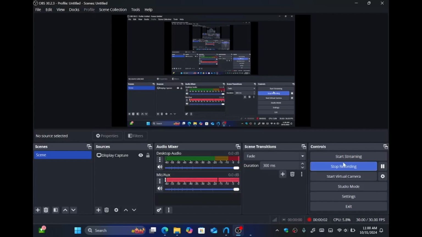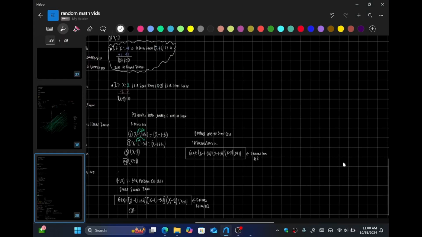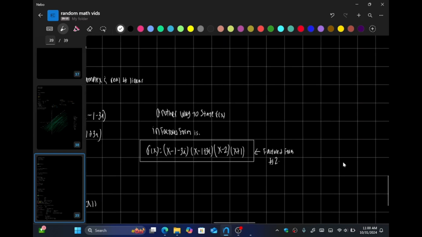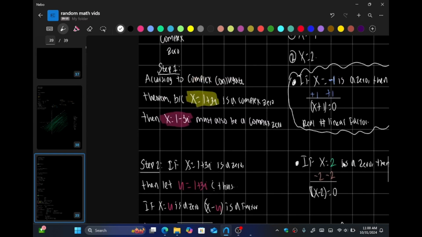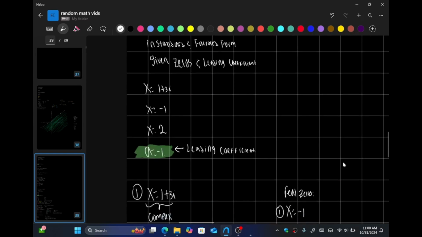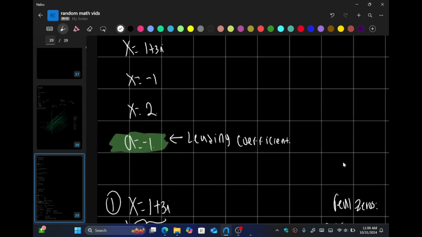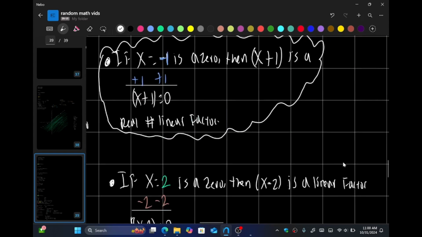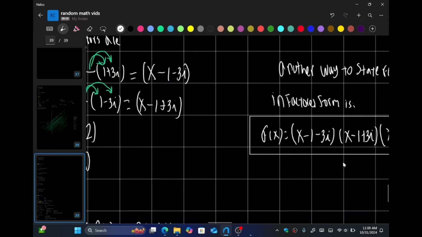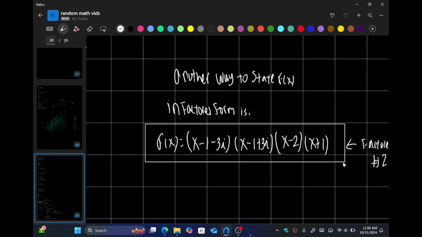Hi, guys. I am so sorry. I forgot one thing here. The leading coefficient of this was -1. So, yeah, I made a mistake. Sorry about that.